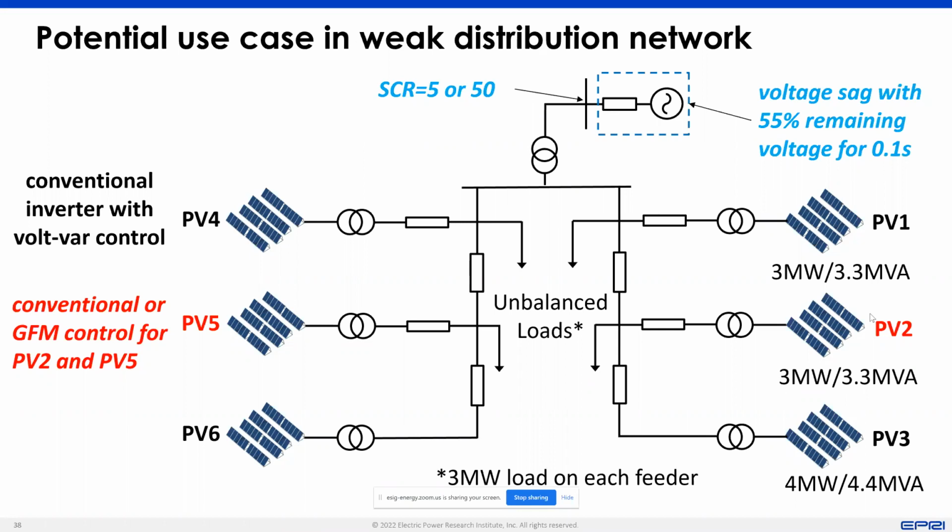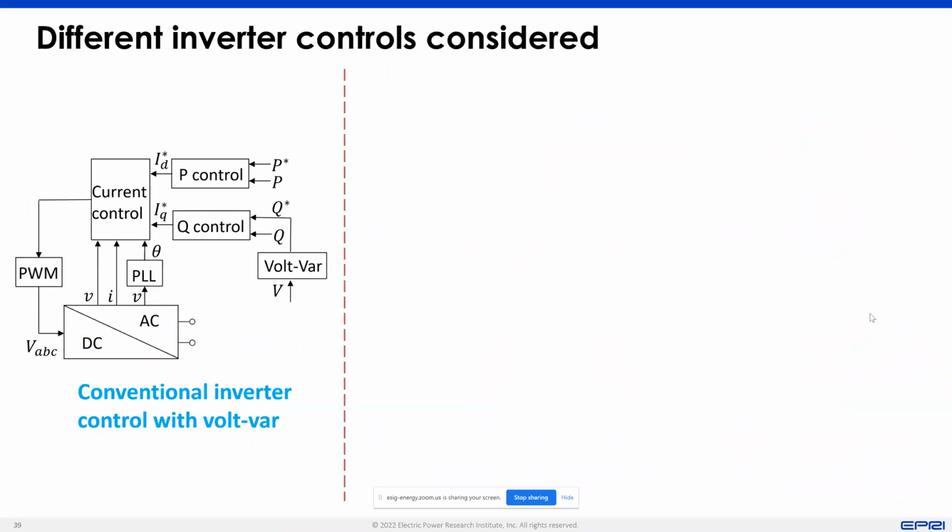For PV 4 and 6, and similarly for 1 and 3, we always use a conventional inverter with volt-var control. I call this conventional, but it's actually not there today, because volt-var is required by 1547-2018 and that certified inverter has not come to the market yet. But I call it conventional compared to the more futuristic grid forming control. For these 2 plants in the middle, we tried both conventional as well as grid forming control, and we'll see the difference in the response.